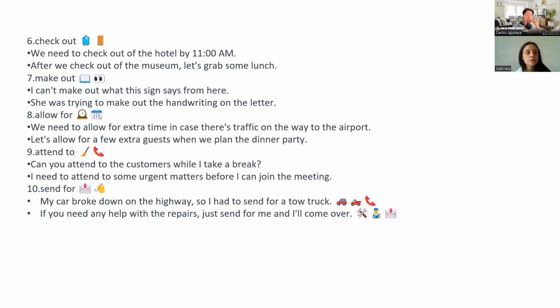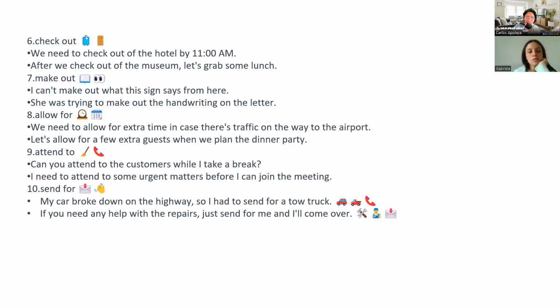For example, my car broke down on the highway. Break down is a phrasal verb that we use when our machine or something is not working. It's acting out. So for example, my car broke down on the highway and I had to send for a tow truck. Remolque.